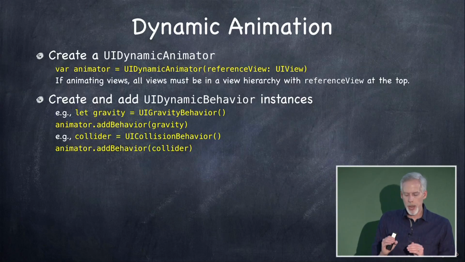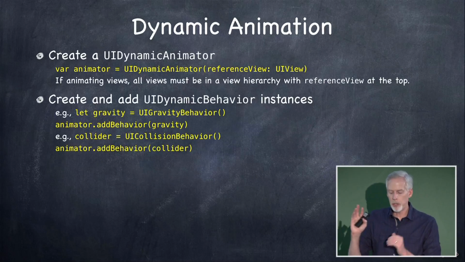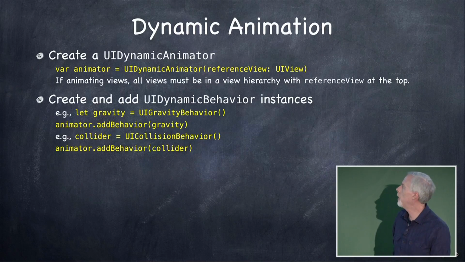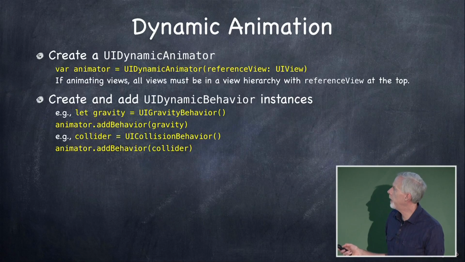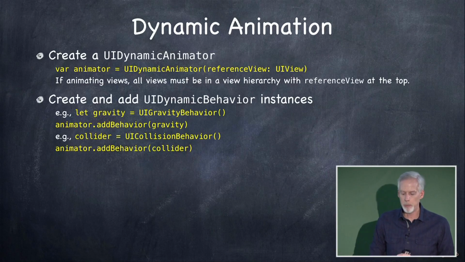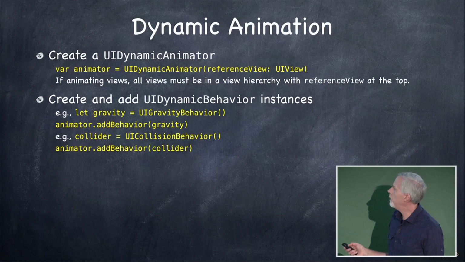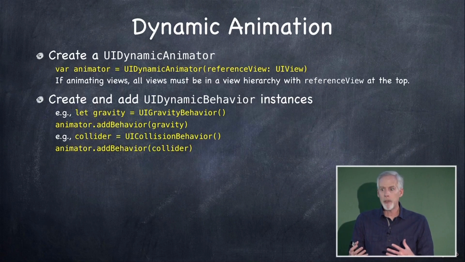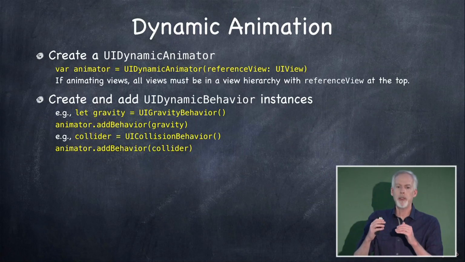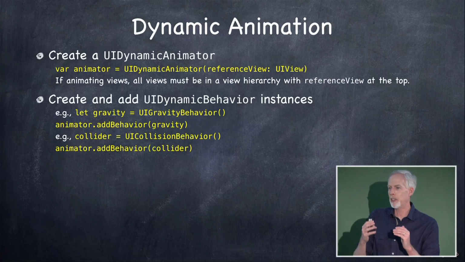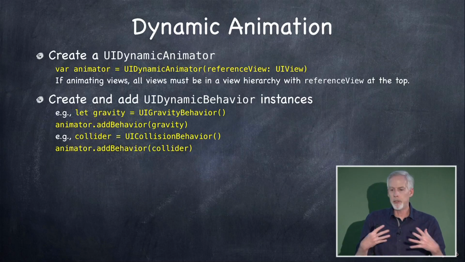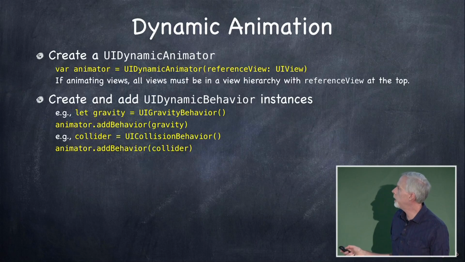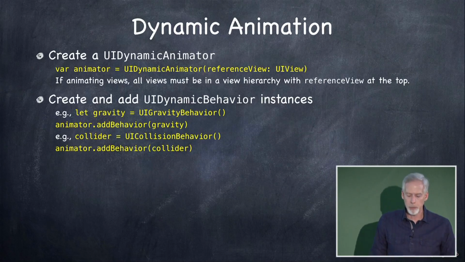Next, you're going to create the dynamic behaviors, okay? The behaviors, generally you create, their initializers take no arguments, okay? And so you just create them and add them to the animator here using add behavior, this add behavior method. Now, oftentimes you'll create something like gravity or the collider there, and you're going to configure it, because the gravity can be strong gravity or light gravity, like Martian gravity or Earth gravity, okay? You can change that. Same thing with collider. Obviously, you've got to decide what's going to collide with what, okay? But once you create them, you're going to just add them to the animator using add behavior.